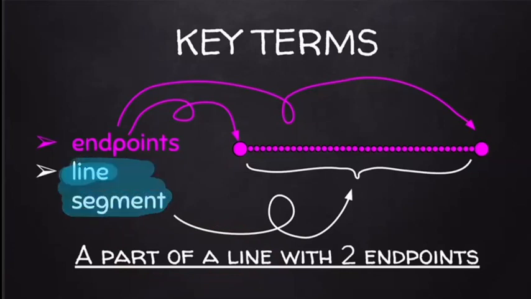Okay, so when we look at a part of a line, we are looking at a segment of a line, and it has two endpoints. So it has an actual measurement. Not like a line. You cannot measure a line because it goes on forever, but you can measure a line segment because it has two endpoints.